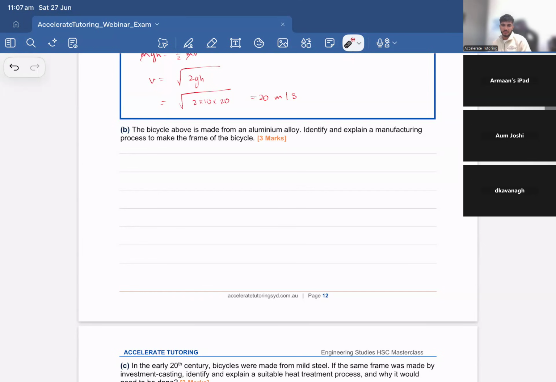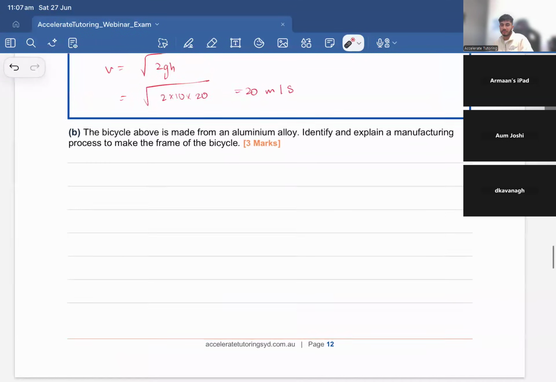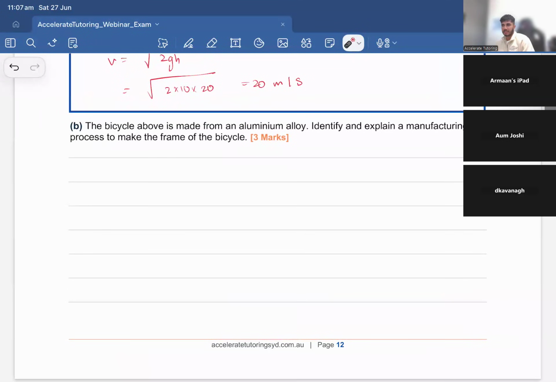Does anyone know? I'm assuming Josephine is already on top of it, so she might say an answer. But does anyone want to unmute themselves and have a discussion and explain what they think the manufacturing process for this would be? Anyone want to unmute? Discuss? That's fine. We can discuss it together. Okay, Josephine is already on top of this.